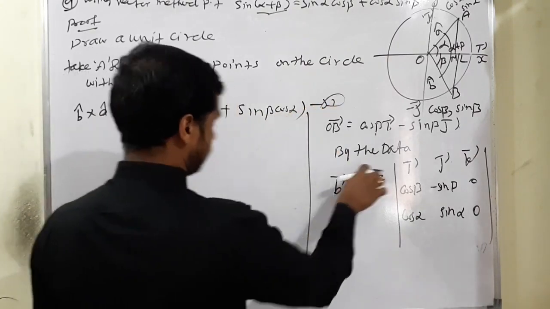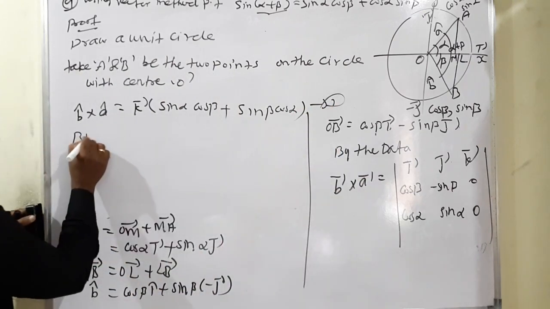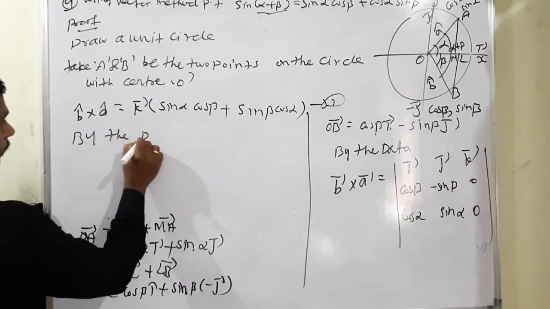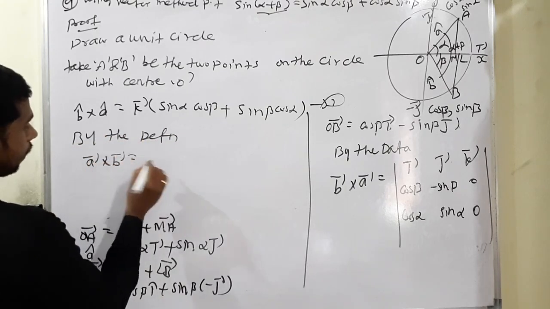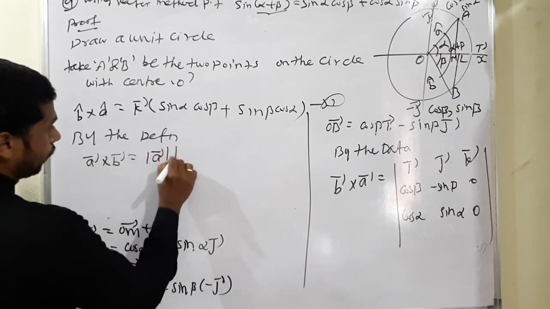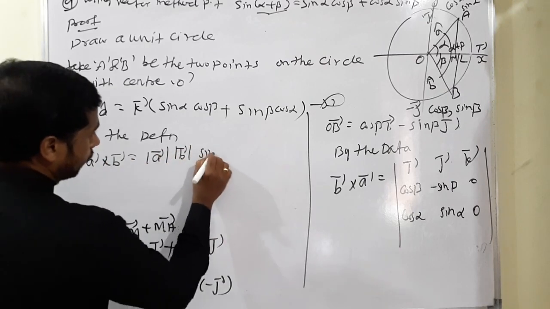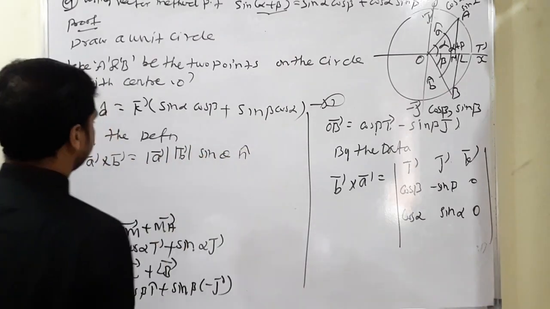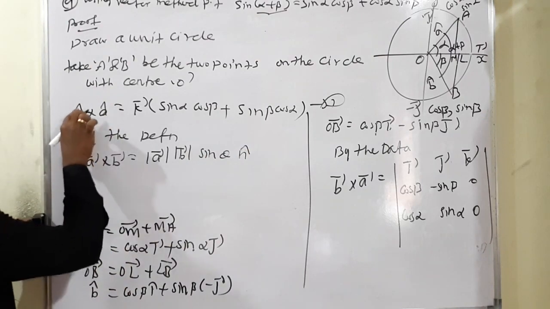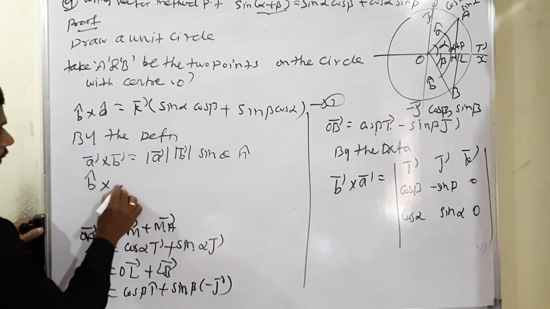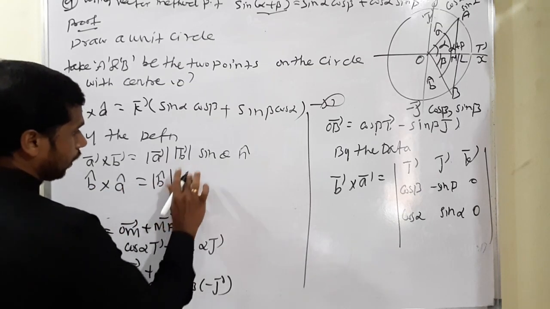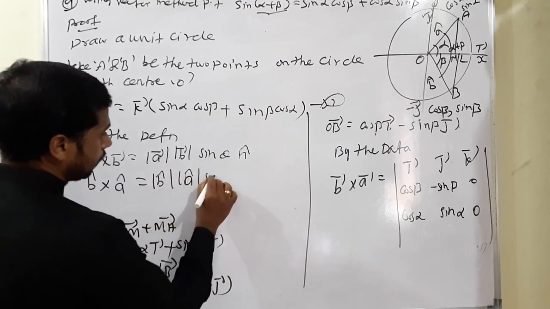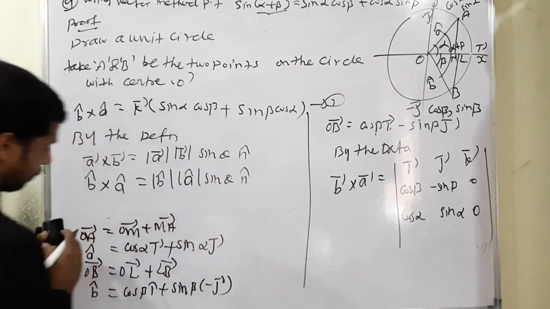This is by the data. So by the definition, what is the meaning? By the definition, A vector cross B vector means modulus of A vector into modulus of B vector sin theta n cap. So according to the condition, B cap cross A cap is equal to modulus of B cap into modulus of A cap, then sin theta n cap.